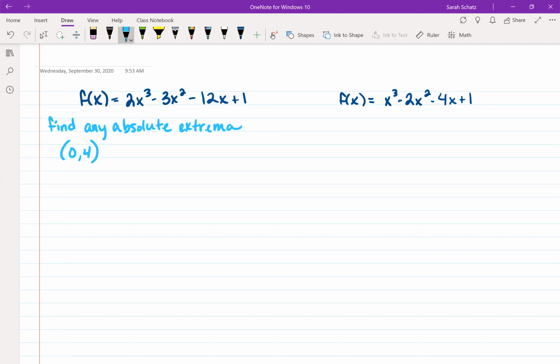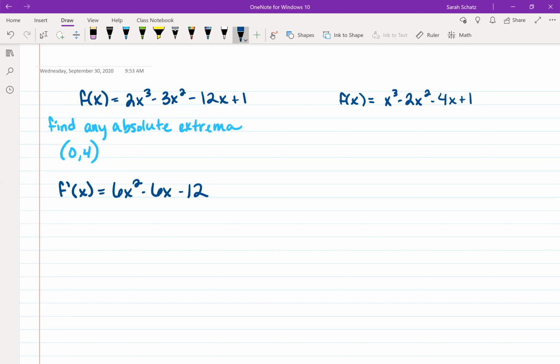So just like every other problem we have worked in chapter 12, our first step is going to be find the derivative. I know I can't find max or min without critical points, and I know I can't find critical points without the first derivative. So let's find that first derivative. It's going to be 6x squared minus 6x minus 12.